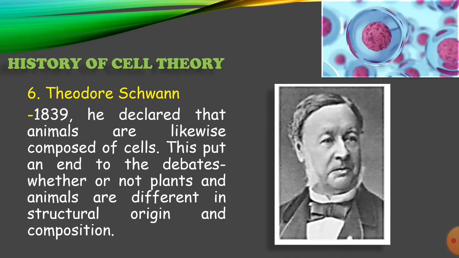The following year, in 1839, Theodor Schwann put forward his proposal with regards to animal cells, postulating that every element in animals is made up of cells or their products. This put an end to the debates whether or not plants and animals are different in structural origin and composition.